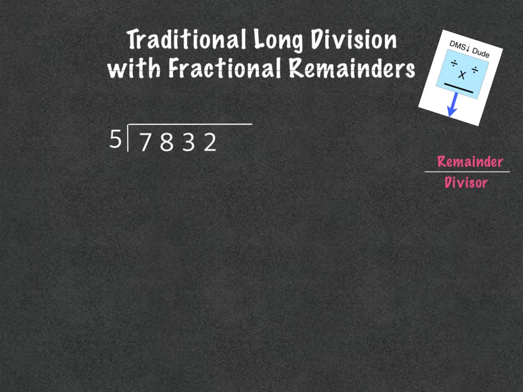All right, another one. So for this one, we've got 7,832 divided by 5. So how many times will 5 go into 7? It goes in 1 time. 1 times 5 is 5. Subtract and I get 2. Bring down my 8. How many times does 5 go into 28? It goes in 5 times. 5 times 5 is 25. Subtract and I get 3.